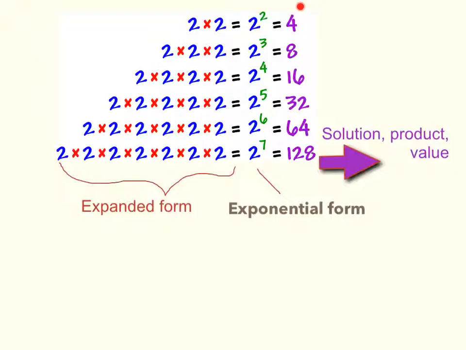On the right then, in purple, you see that we have the solution, which you can also refer to as the product, which we are multiplying, or you can consider this the value of the exponential expression. You can obviously see that exponential form has a great purpose. Rather than having to write out 2 times 2 times 2 times 2 times 2 times 2 times 2, we can just write 2 to the 7th power.